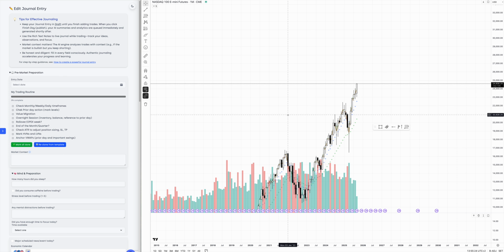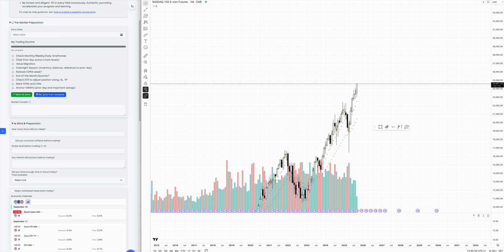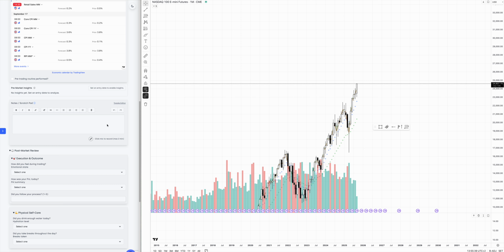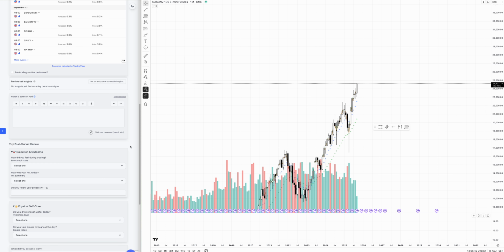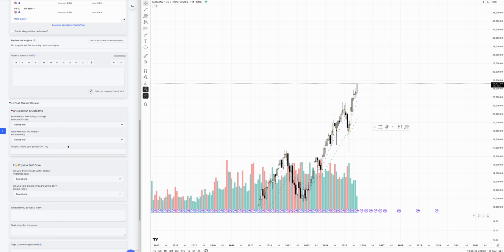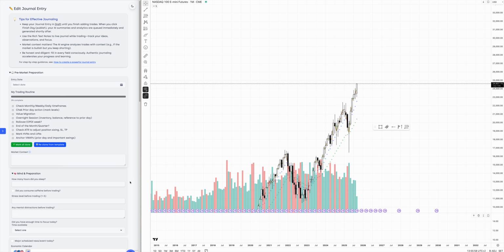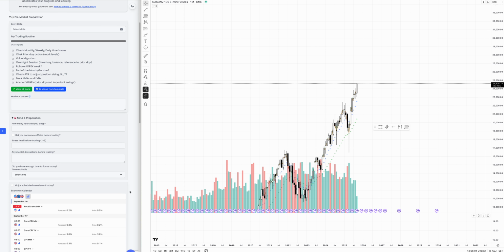I want to start showing you how I use Process Trader every day. So probably I will split it into different videos: pre-market preparation, notes I could be taking before and during trading, post-market review, and of course if I take a trade I will log it and show you how everything works together. Okay, so let's dive in.